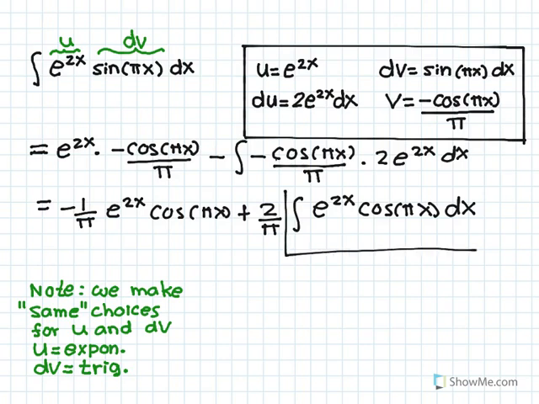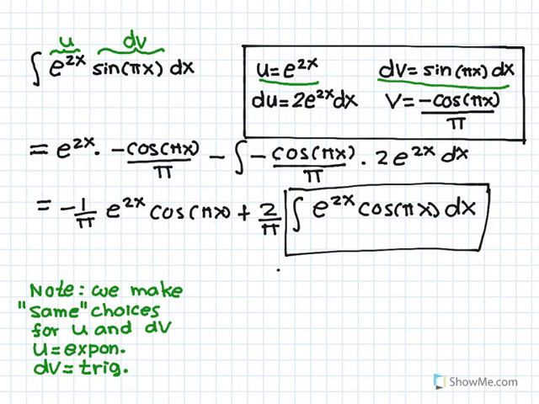Now we have another integral to solve. This new integral looks kind of like the integral we had in the beginning, but instead of sine of pi x, we have cosine of pi x. So we have to apply another application of integration by parts. But it's important that we make the same choices for u and dv. In the first instance, we let u be equal to the exponential function and dv be a trig function. We're going to make the same choices here.